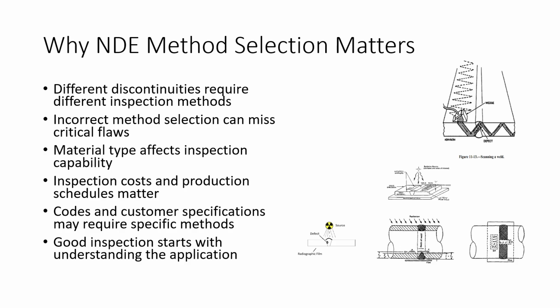The material type is going to determine what inspection capabilities we can use. We can't use mag particle on aluminum or titanium. It doesn't work that way.